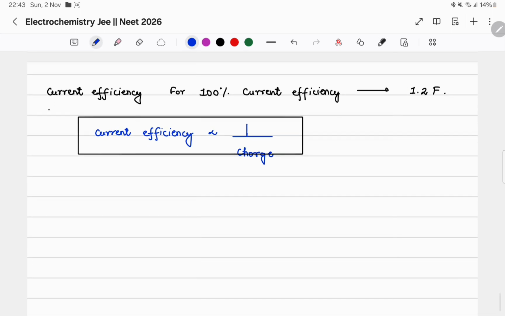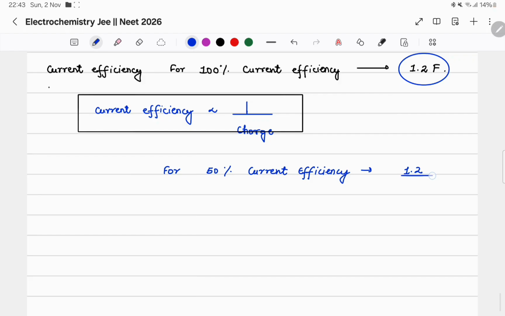So you can check it. For 100% efficiency, 1.2 Faraday. For how many percent have they asked? 50%. For 50% current efficiency, what can I write? 1.2 Faraday. You know that now this 1.2 Faraday is going to increase. So think yourself, will you multiply by 50 or divide by 50%? You have to divide by 50%.